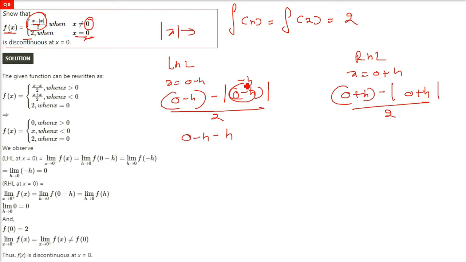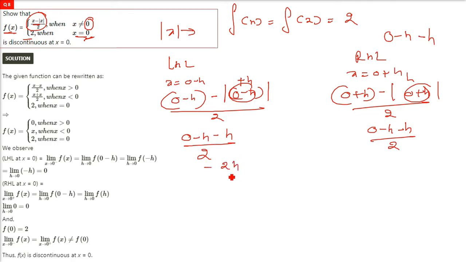Okay. Now the next one is 0 plus h minus modulus of h. A positive value will give you a positive value only, that is modulus. So 0 plus h is h minus h. It is not negative. Oh, there is a slight mistake, I'll just change it. See, it is h minus h, it is 0. Right hand side, it is 0. So just there is a correction.